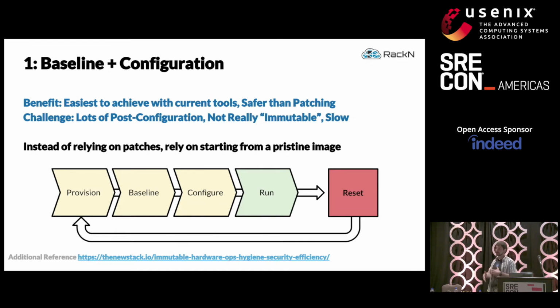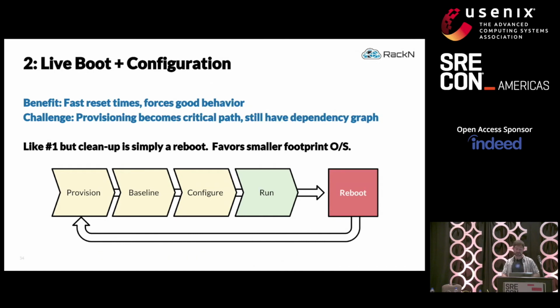So what you've got going on here is you've got high degree of hygiene out of the system because you're building pristine every time. You still have to resolve a dependency graph on that setup. You still have to go through the full configuration process. So this is a good first step, and it's a perfectly legitimate way to do immutability.